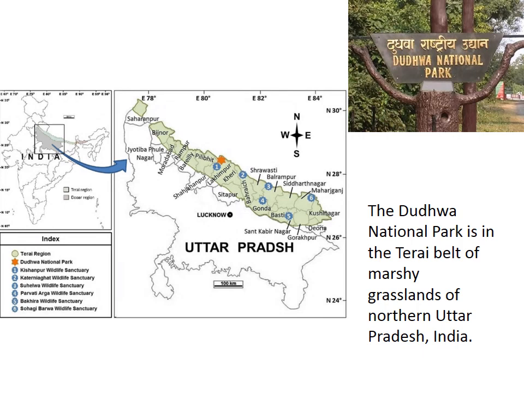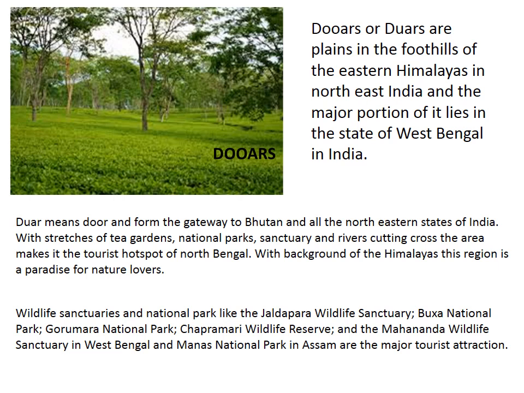If you see that orange star in the map, you can see the location of this national park, and it is located in the Terai belt. In fact, that entire grey area is the Terai region of Uttar Pradesh. Did you know the Duars are also a part of the Terai region? So, Duars, which are the plains in the foothills of the eastern Himalayas in northeast India as well as in Bengal, they are a part of the Terai belt. The word Duar means door and forms a gateway to Bhutan and all the northeastern states of India.